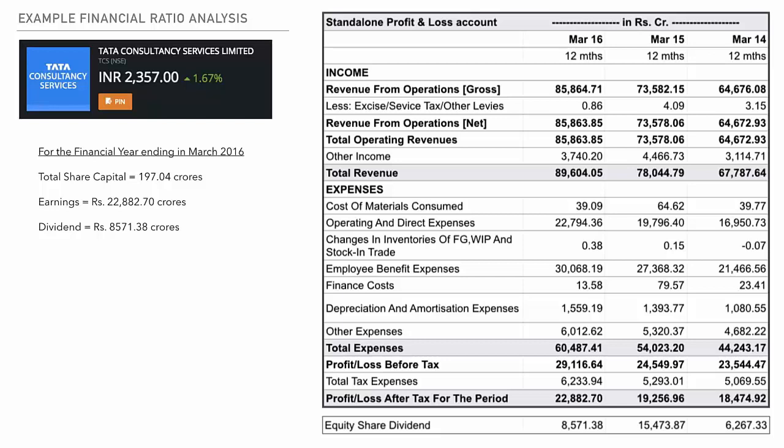And now we'll calculate the ratios. So first we calculate the earnings per share. Earnings per share is simply the earnings value divided by the total share capital that you have picked already.